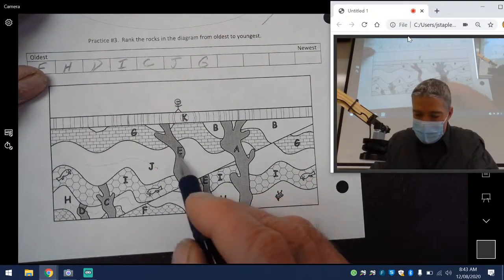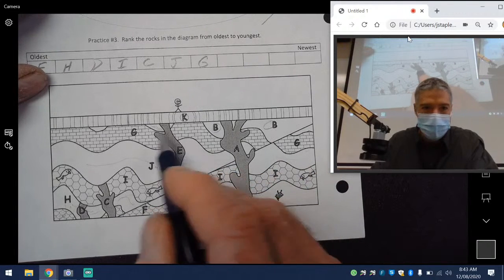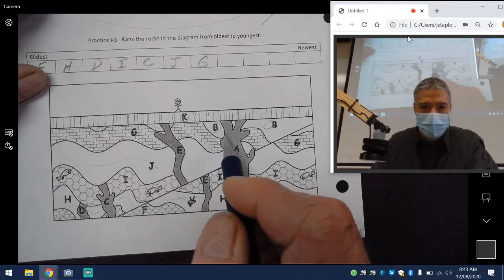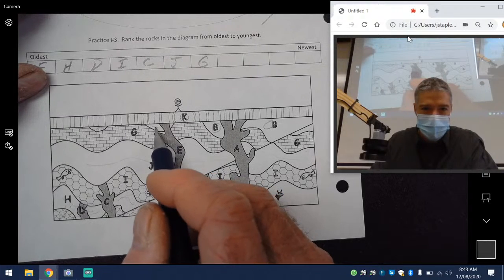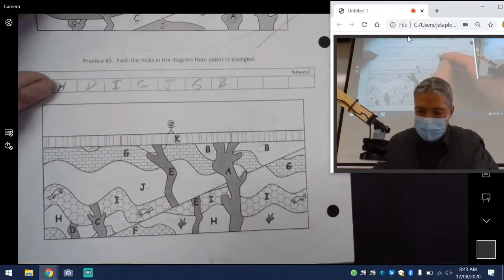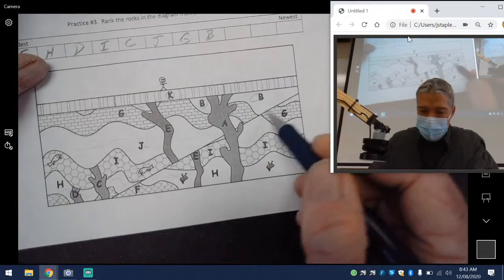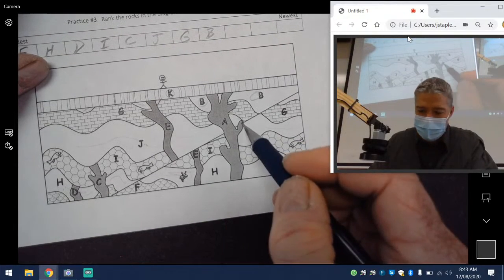And then above G is this one, layer B. It's right here too. And right here, this is all B. So there's B and A and E, but you can see E cuts through B and A cuts through B. So B had to be the older one. And then E and A, you have to use the earthquake. E is broken by the earthquake, and A isn't.